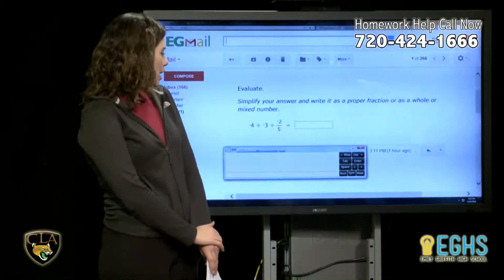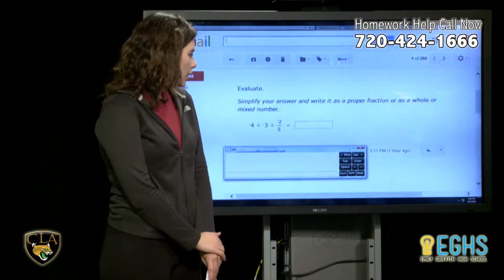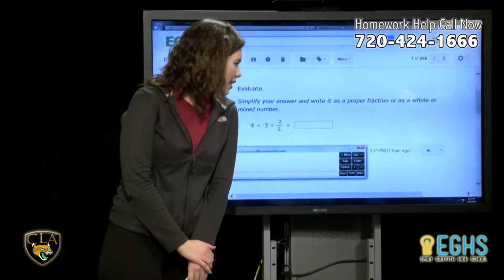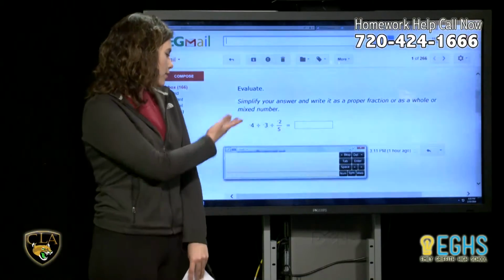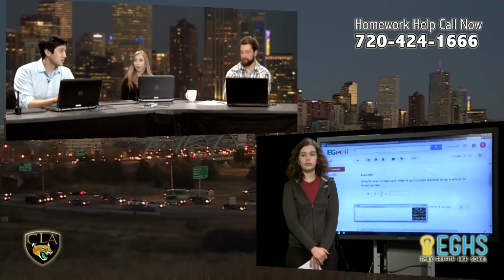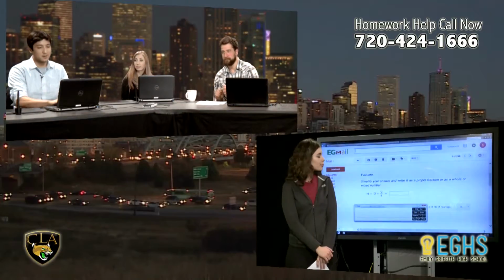Well, let's get our first question then. This one asks to simplify your answer and write it as a proper fraction or as a whole or mixed number, and then it gives you this equation. I could do that. My only issue right now is I can't show you it. My computer is not up yet. So if you want to, yeah, I'll take that one.